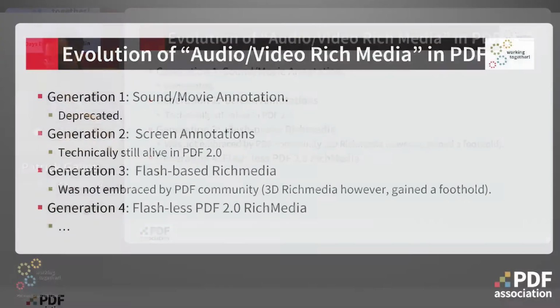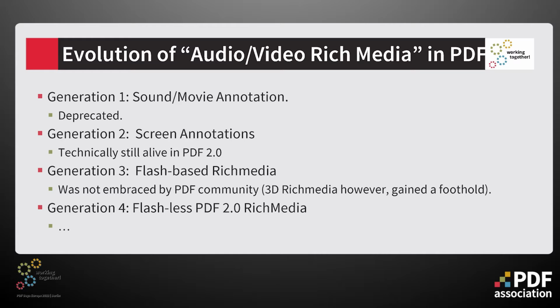I want to step back a little bit and talk about the evolution of audio and video in PDF. We've basically gone through four different generations of trying to have videos inside of PDFs. The first happened around 1995, when the sound and movie annotations were introduced, and you could do a little bit of clipping, but only for one particular video or audio clip. That's been deprecated and nobody really supports it at this point. The second generation is the screen annotation that came in 2003, and it's technically still alive, but I'm not sure how well supported it is.